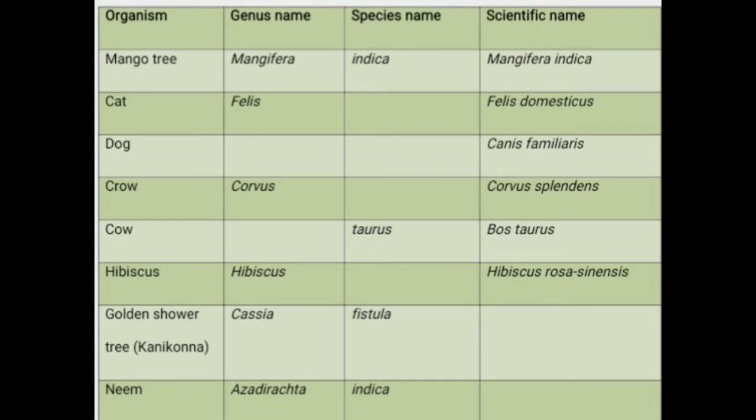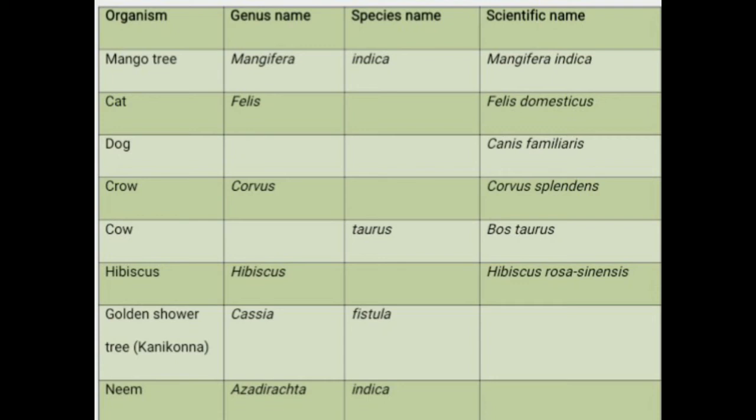Then the scientific name of crow is given, that is Corvus splendens. So the genus name also is given, Corvus. What about the species name? Yeah, it is splendens. Then cow, the scientific name is given, Bos taurus, and the species name is taurus. What about the genus name? Bos. Then hibiscus, the scientific name is Hibiscus rosa sinensis. Its genus name is Hibiscus and species name is rosa sinensis.